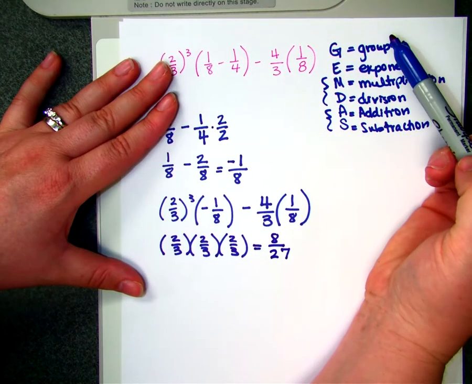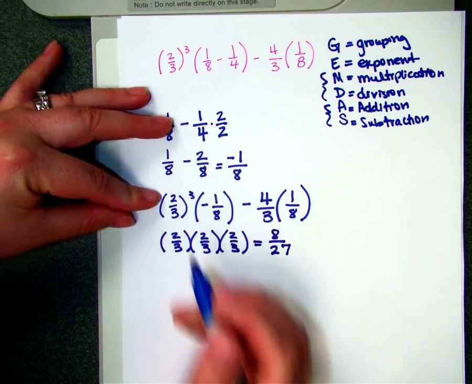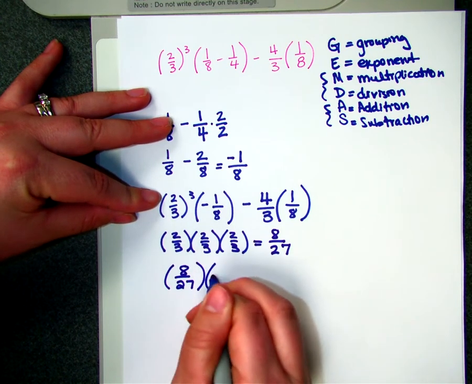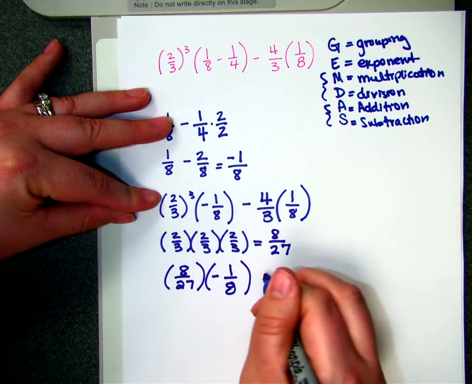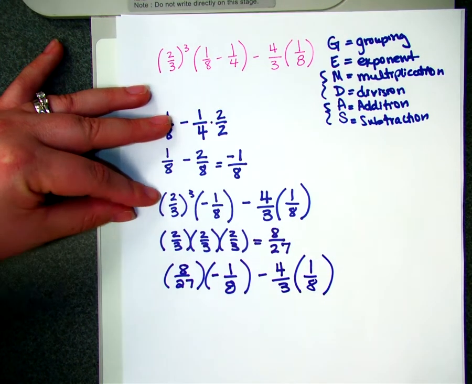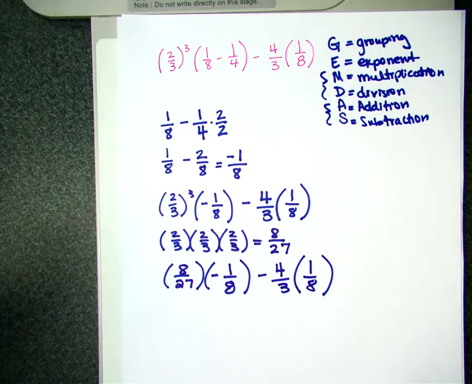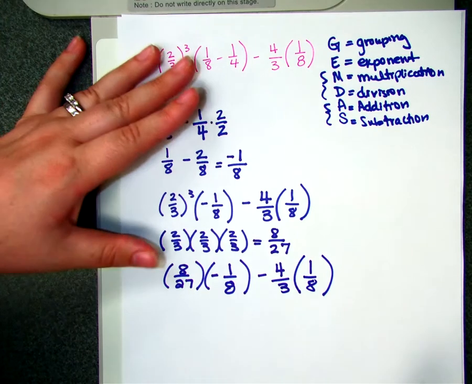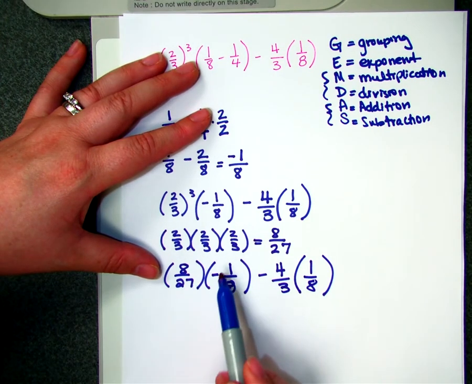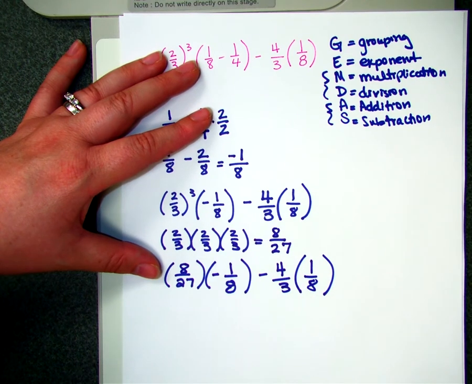So I've finished my grouping symbols. I've taken care of my exponents. 2 over 3 to the third power now looks like 8 over 27. And this is going to get multiplied with -1/8. And then we'll subtract 4/3 times 1/8. Now we're looking for either multiplication or division, whichever one comes first. And we have multiplication, 8 over 27 times negative 1 over 8. And we also have 4 over 3 times 1 over 8.